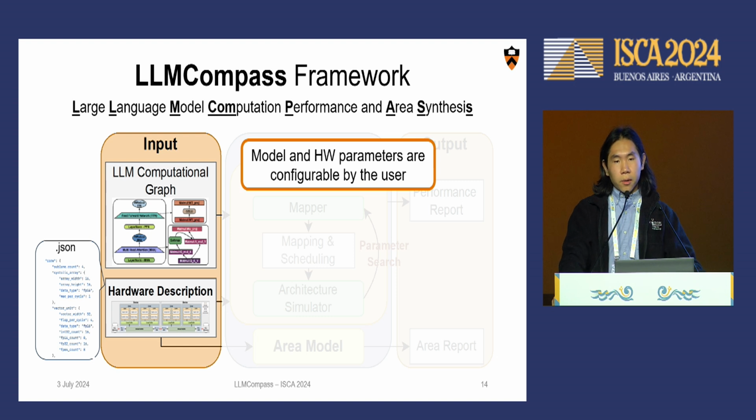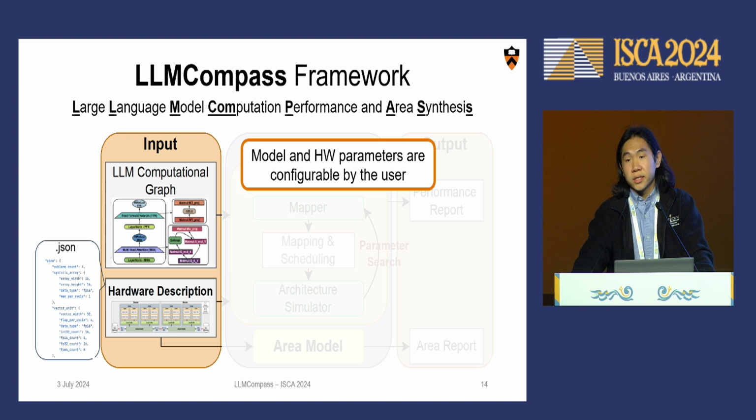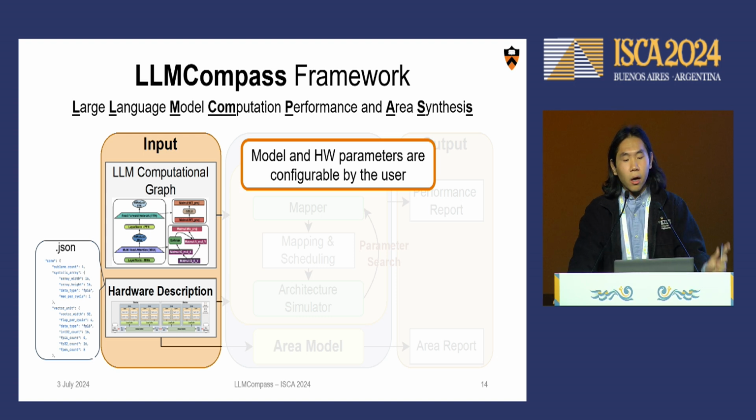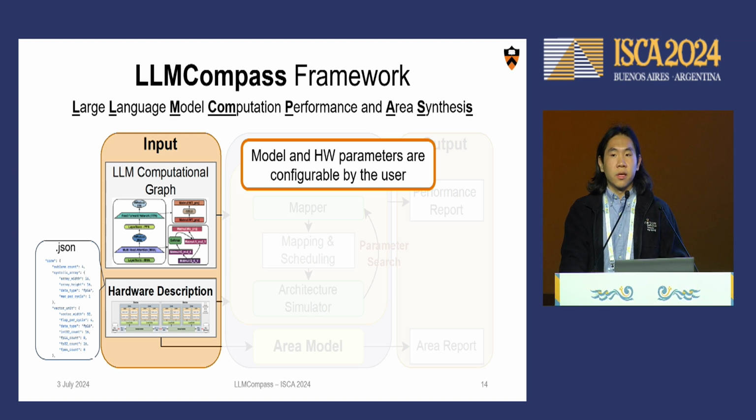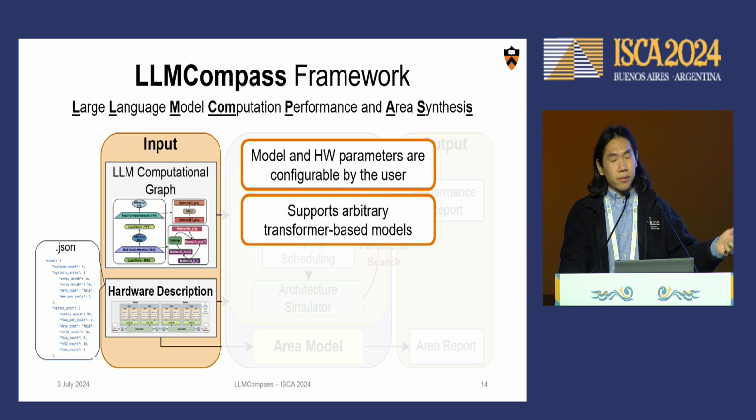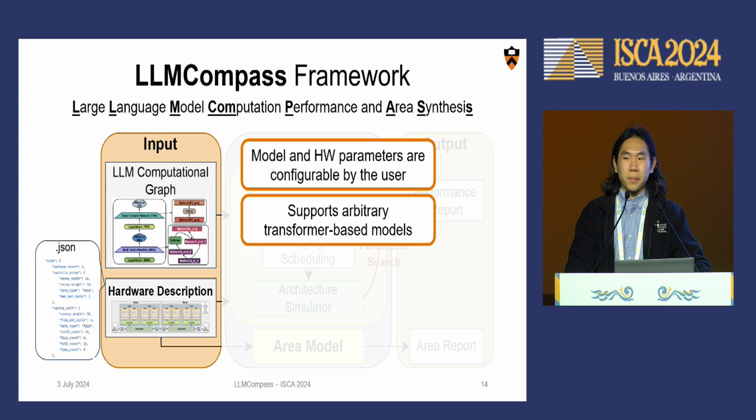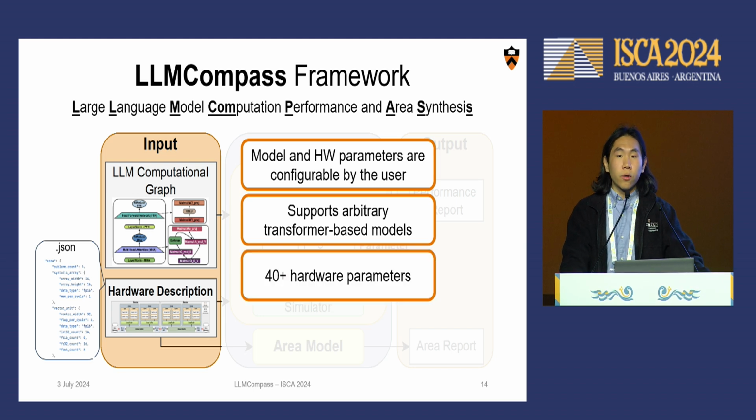Users will provide an LLM computation graph, which can be described with provided PyTorch-like API-style API calls, and a hardware description template, which is a parameterized JSON file. Our framework is highly flexible. Users are able to simulate any arbitrary transformer-based model, and users can configure over 40 different architectural parameters to describe their hardware.